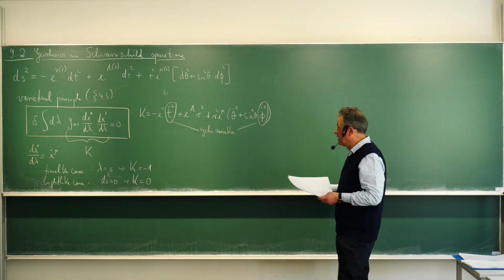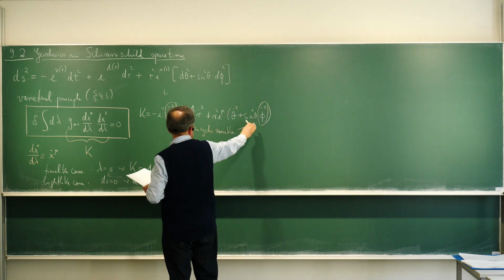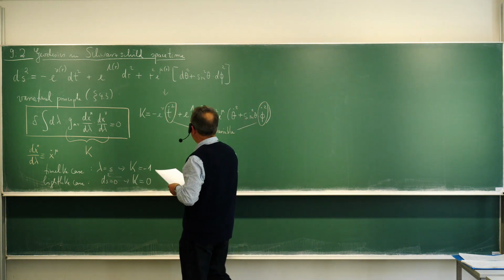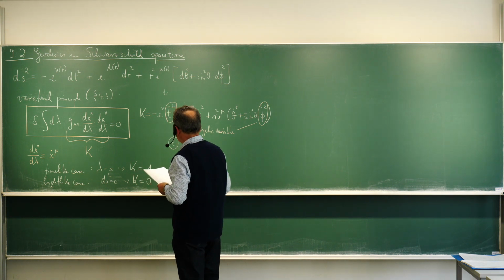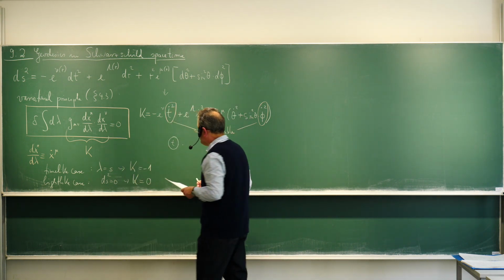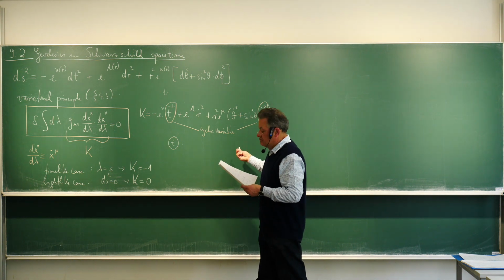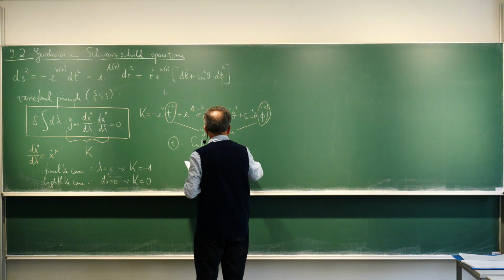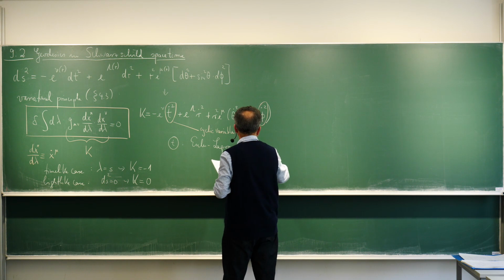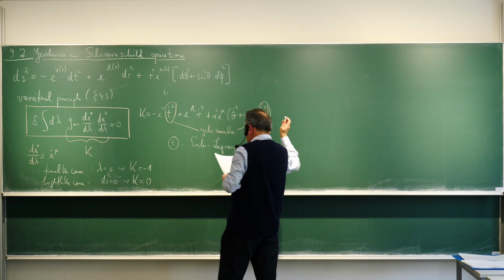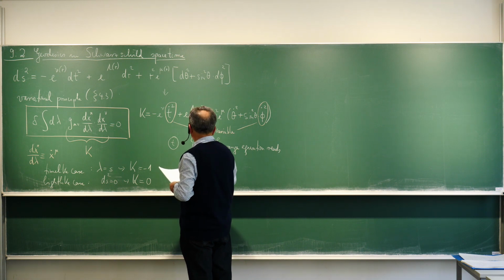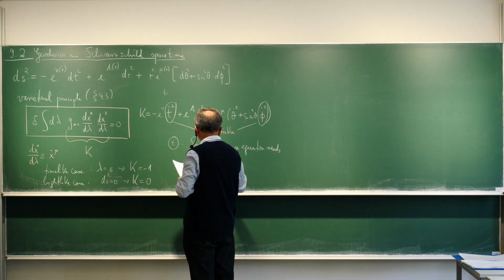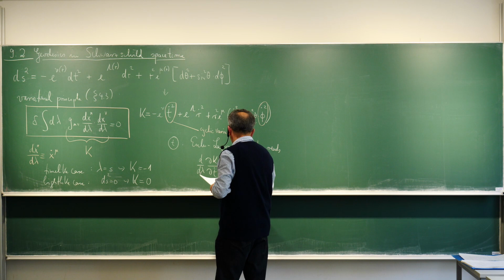How does it work in detail? Now, we have this t, phi, theta, and r, and we discuss them in this order. So let me first discuss the Euler-Lagrange equation for t. The Euler-Lagrange equation reads. Now this is the standard form from mechanics. You have d over d lambda, dK over d t dot, minus dK over dt, is equal to 0.